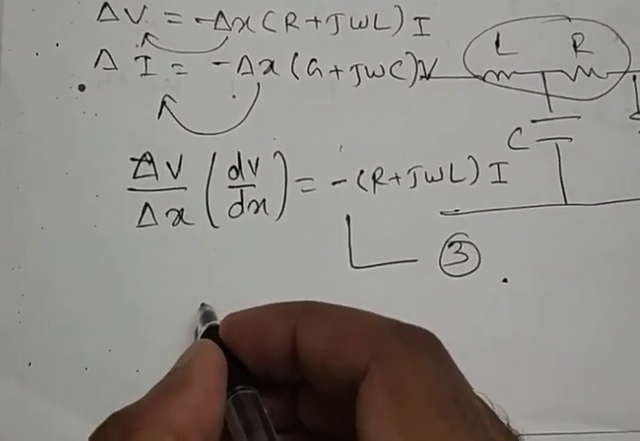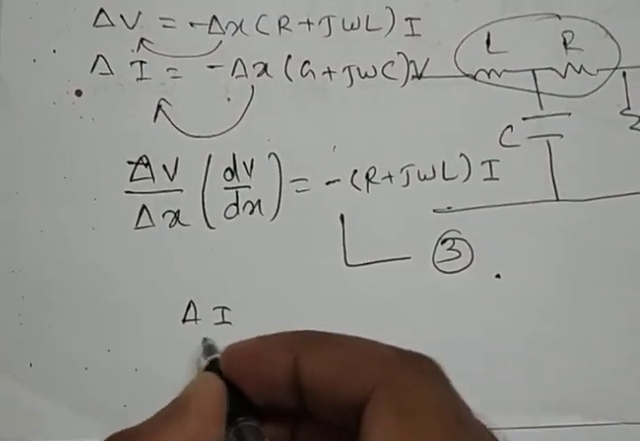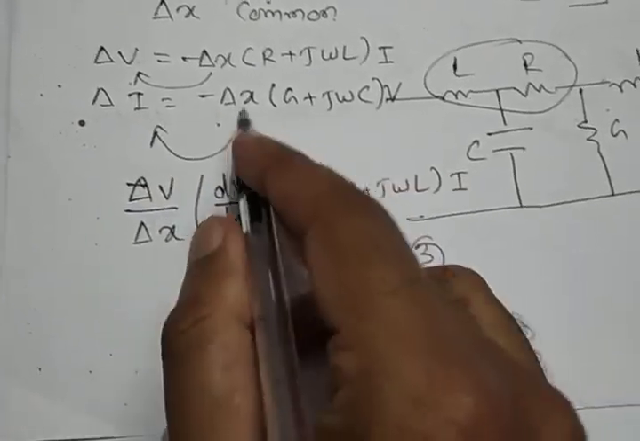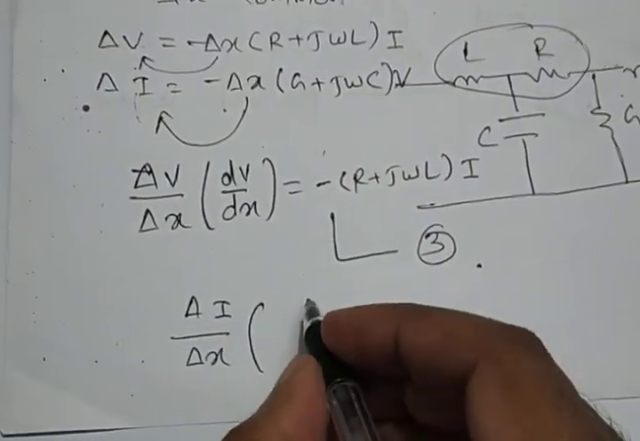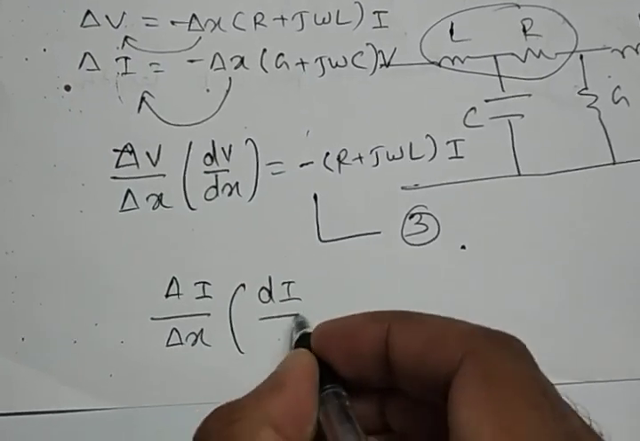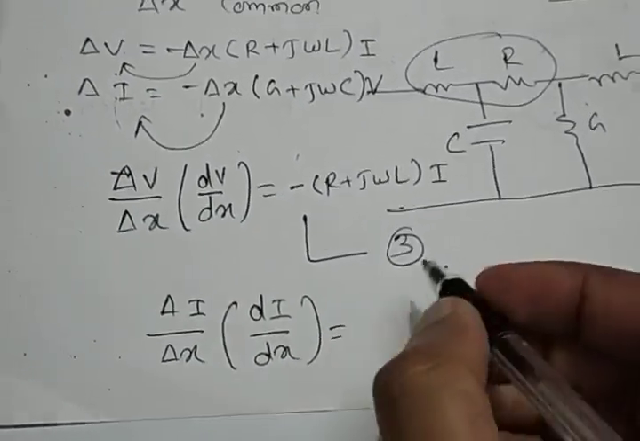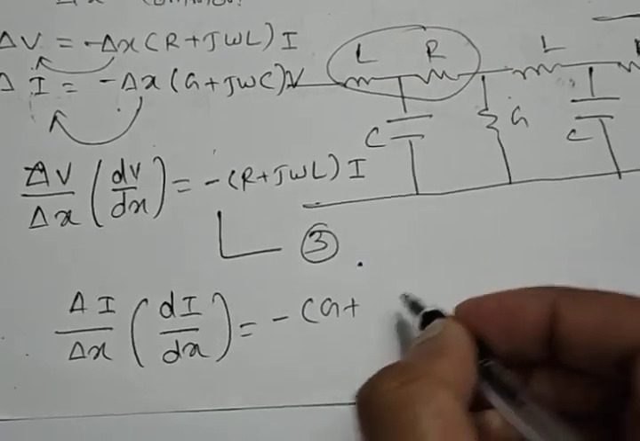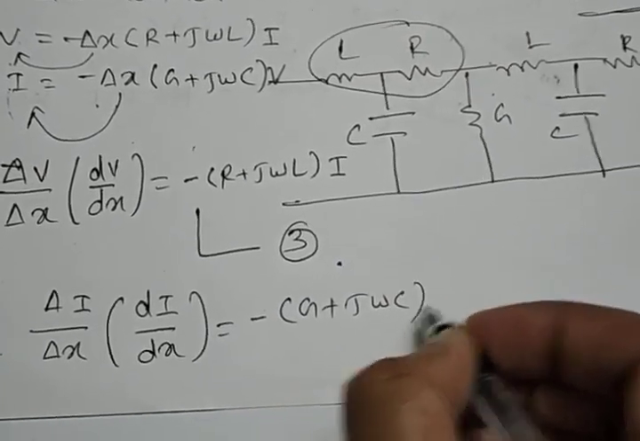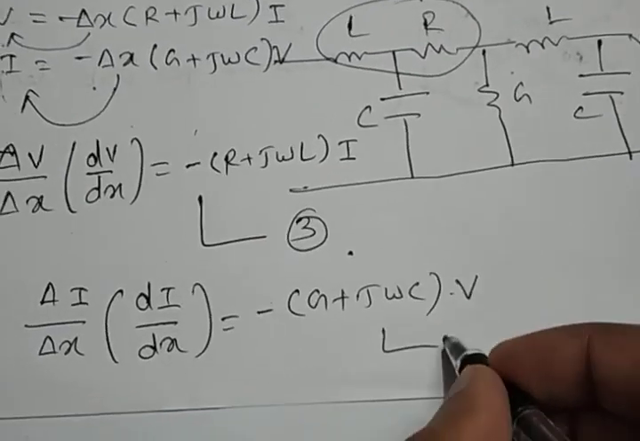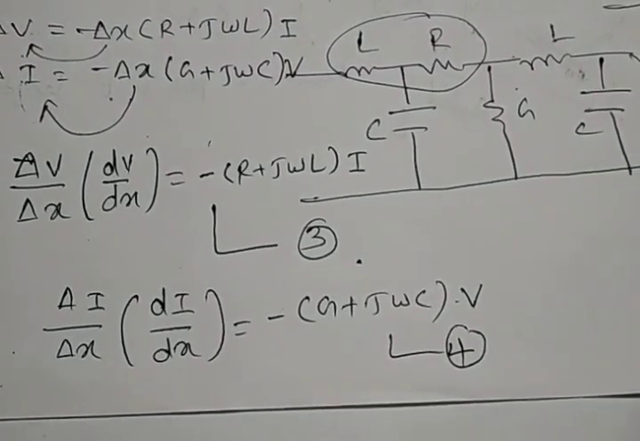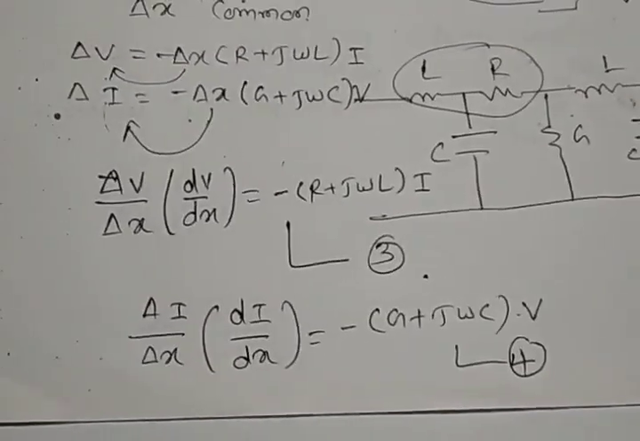Similarly, we'll get for delta I by delta X. Shifting this to LHS, we can write it as dI by dX equal to minus of g plus j omega C into V. So this is expression number 4. So these are the two expressions.